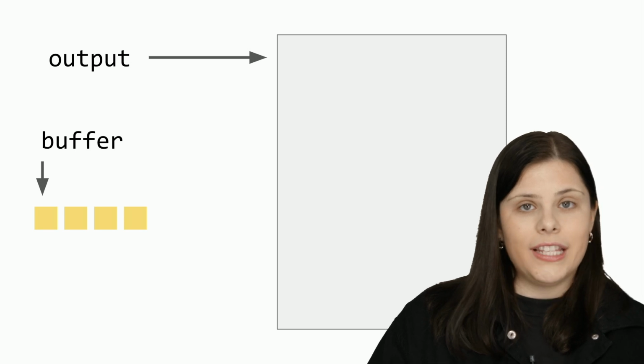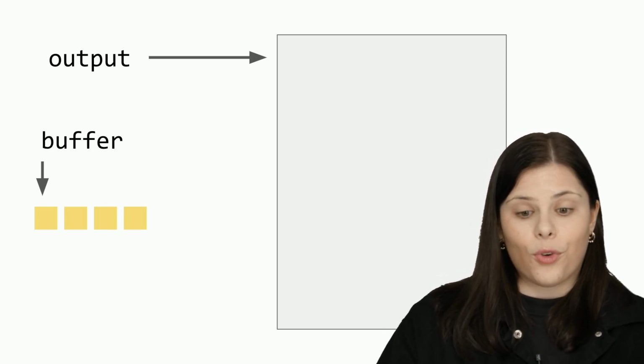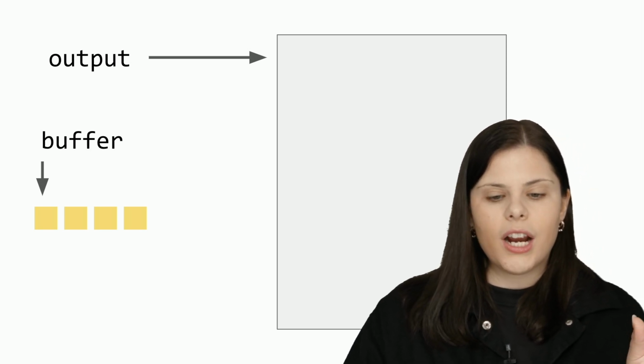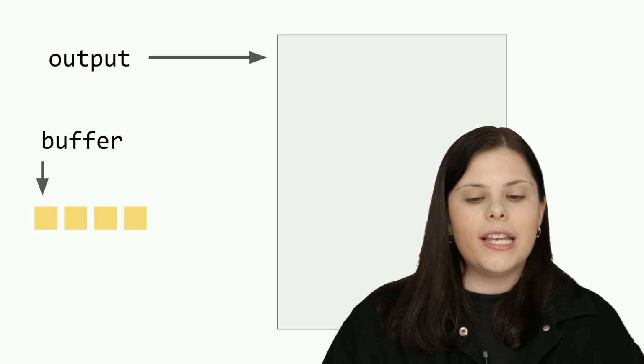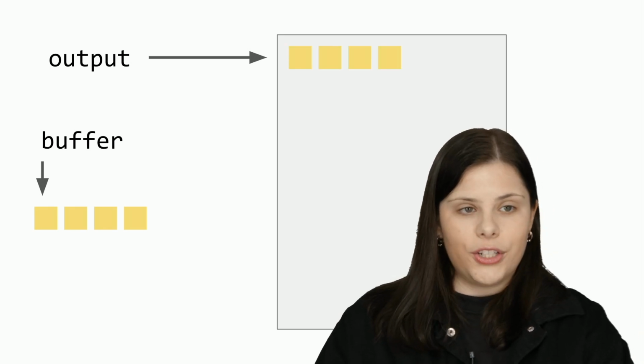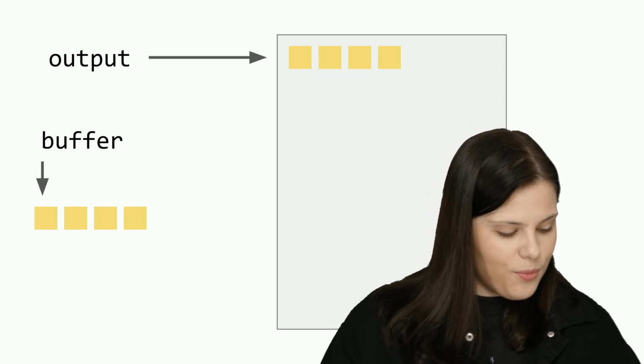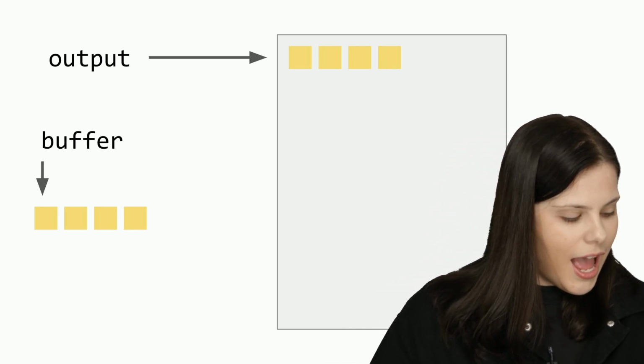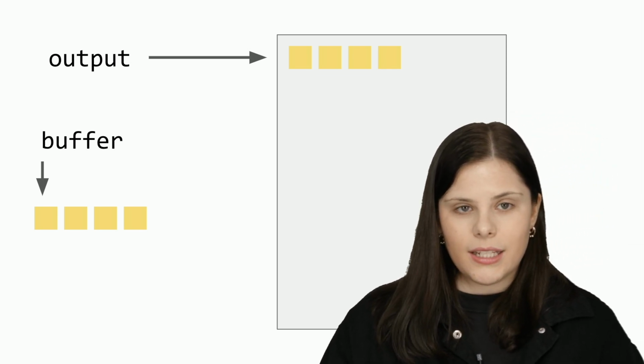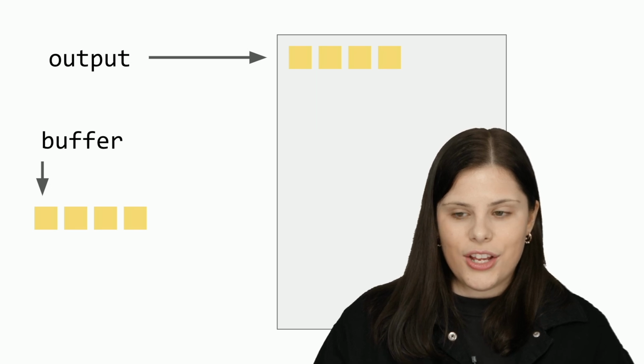Okay, and so this is how we can visualize it again. If I have these 4 bytes stored in my buffer, what fwrite would do is just copy them over to output, right? So now my output file has those bytes. Okay.